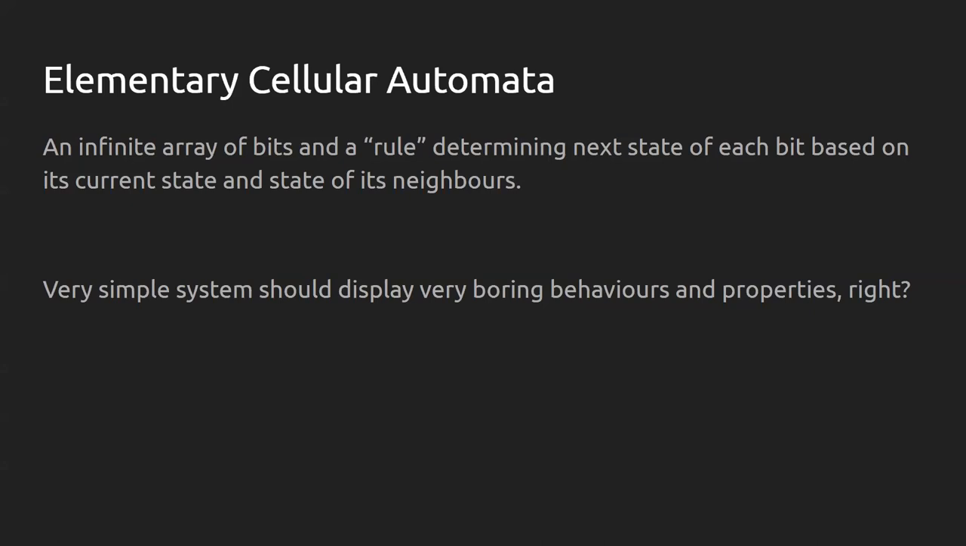Same here. I'm going to start with the most simple non-degenerate cellular automata, which in many people's opinion is elementary cellular automata, because when I think about it, it's just an infinite array of bits or cells that can have one of two states, so zero or one, or black or white, where usually white is zero.